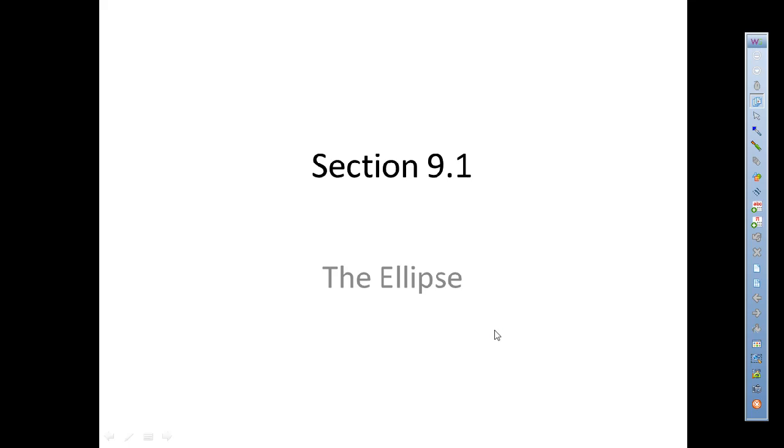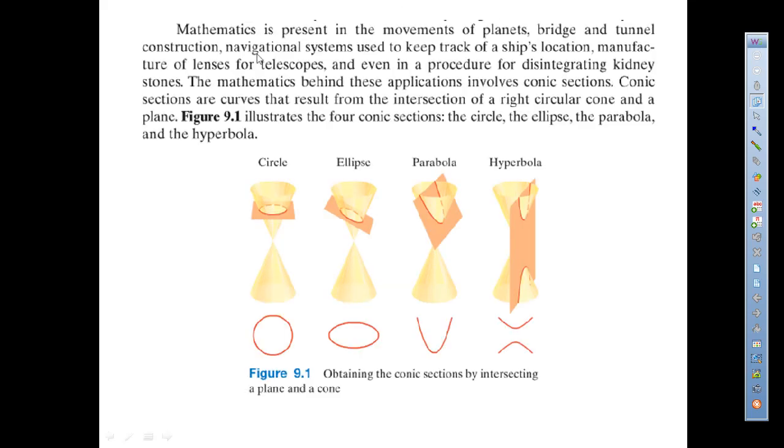All right, so we're starting chapter 9, and in chapter 9 we talk about the conic sections, and you'll understand what that means in just a second. But the first one we're going to talk about is the ellipse. Now, mathematics is present in the movement of planets, bridge and tunnel construction, navigation systems used to keep track of ships' locations, all kinds of things.